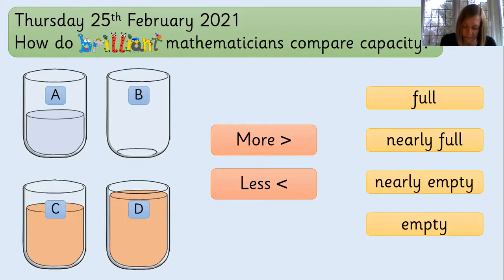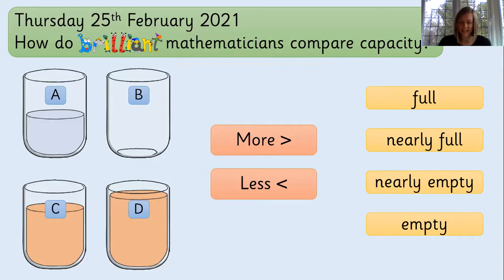Oh, I think I've got it. I think that A is more. A is more than B. So I've put my big crocodile mouth facing the biggest part, which is A, because it's nearly full. And B is the smallest part, it's empty. So you could have drawn your arrow looking like this, or you could have written the words more. A is more than B.